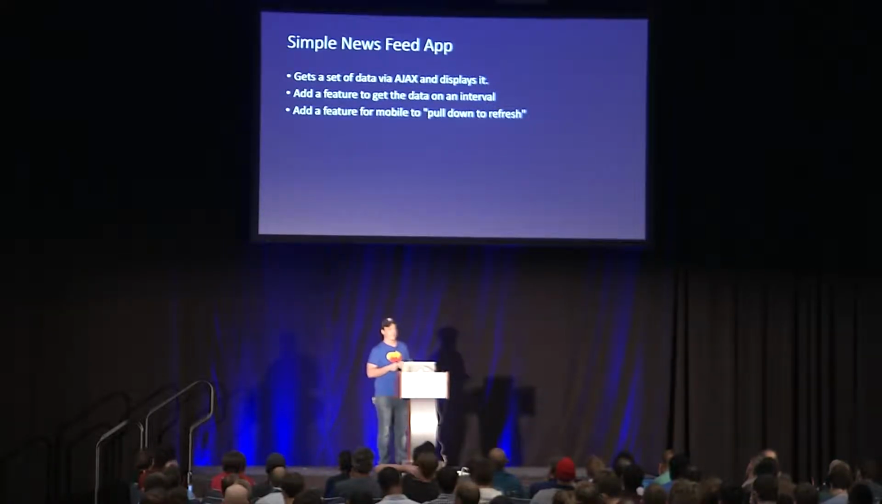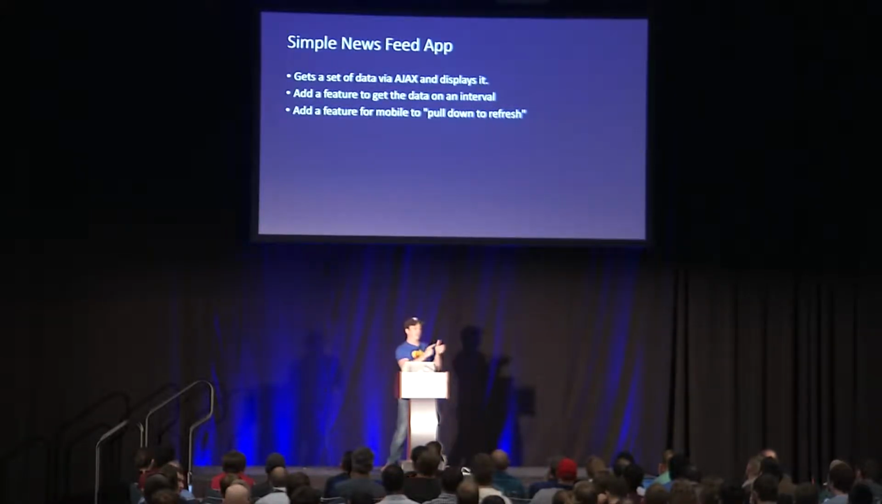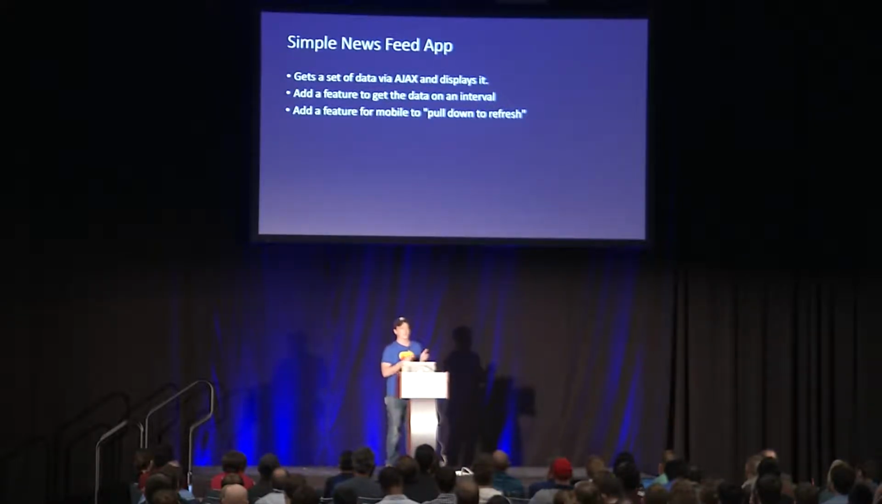And then the second feature I want to add is a pull down to refresh. So I don't know how many of you use Twitter or other mobile apps where you take your finger, you swipe down, and when you let go, if you let go past the right point, it loads new data. If you let go above that point, it does not load new data. It's a fairly common feature in web apps now. It's also pretty complex to add.